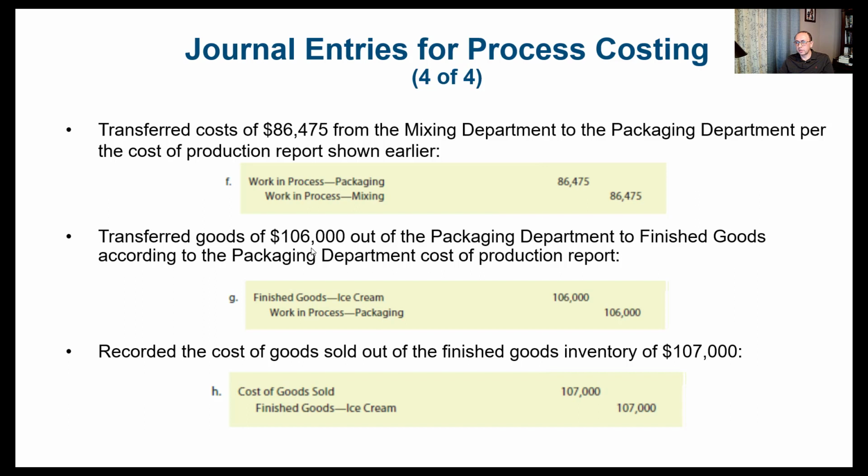Then we transfer goods of $106,000 out of the packaging department to finished goods according to the packaging department cost of production report. So that would be debiting the finished goods because now the finished goods are increasing, and we're crediting the work in process for packaging. And the very last thing is to record the cost of goods sold out of the finished goods inventory of $107,000. Remember, this is the cost, not the selling price. So we're going to debit cost of goods sold and credit finished goods for $107,000.